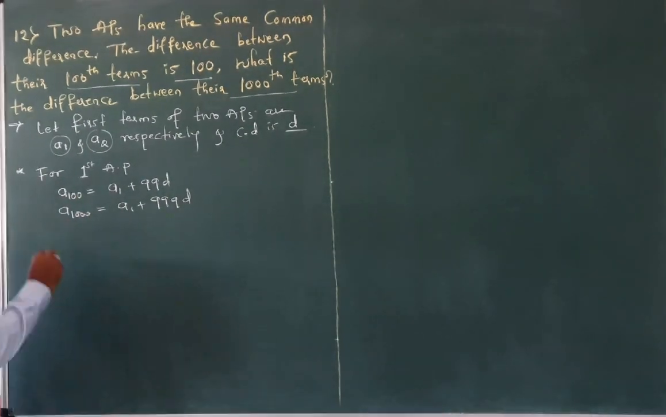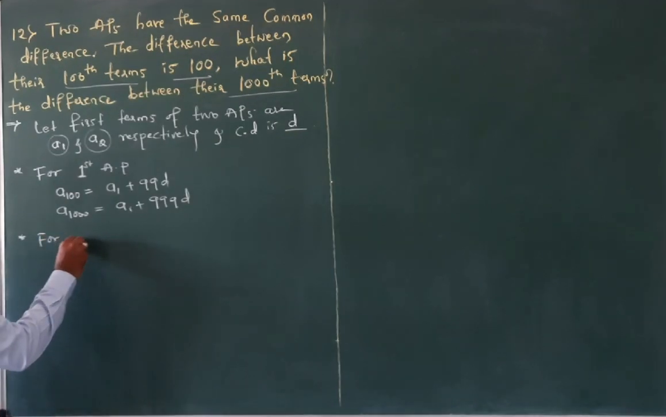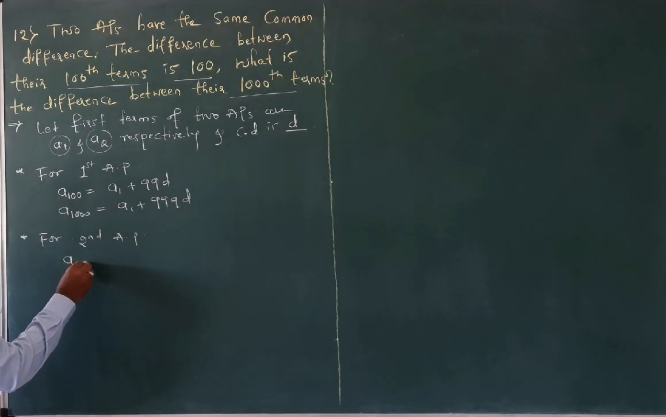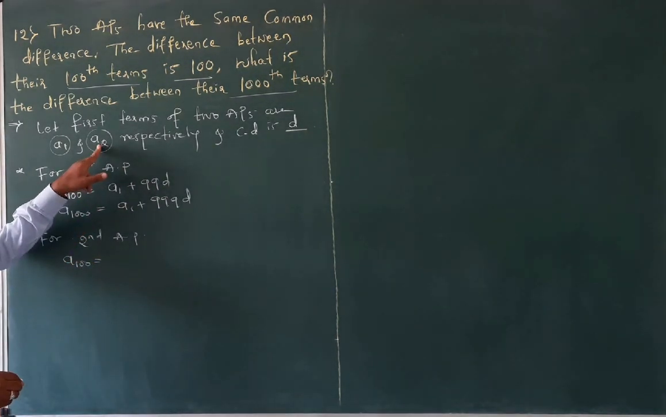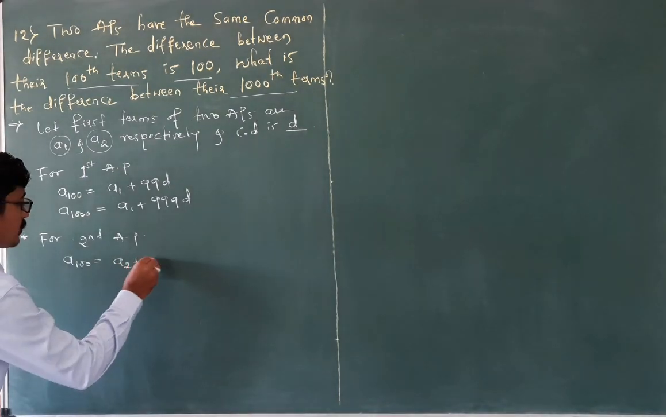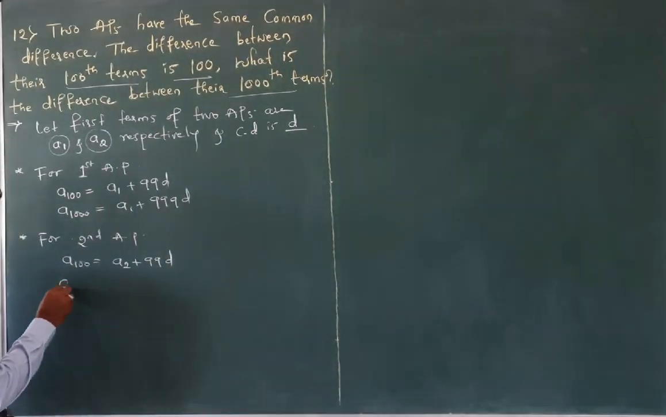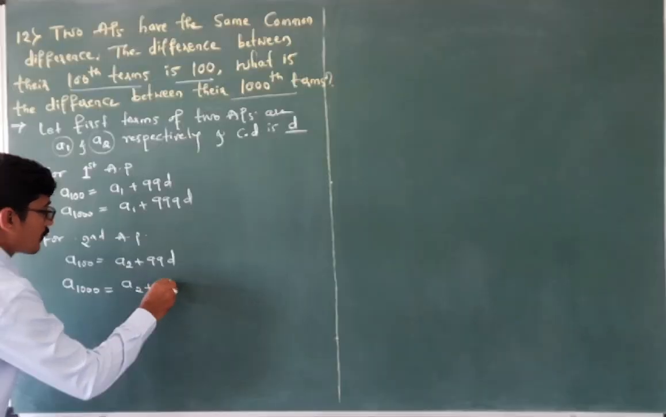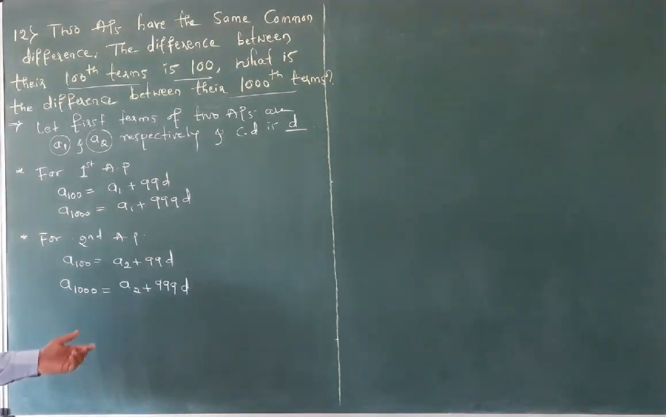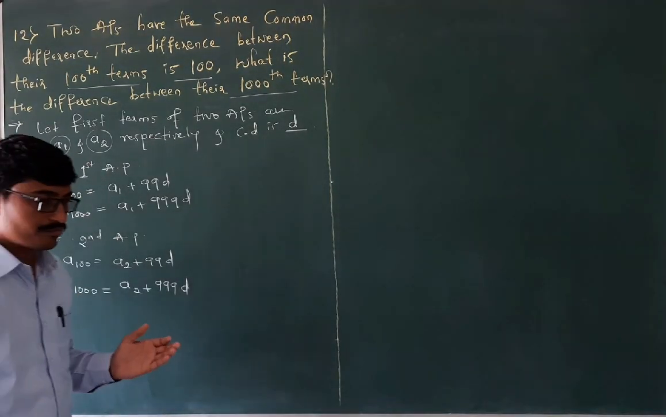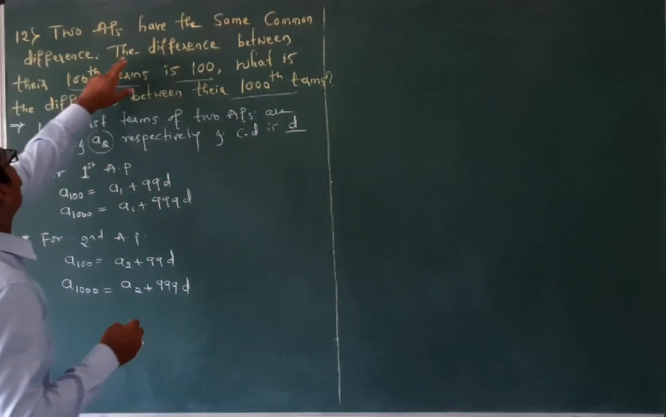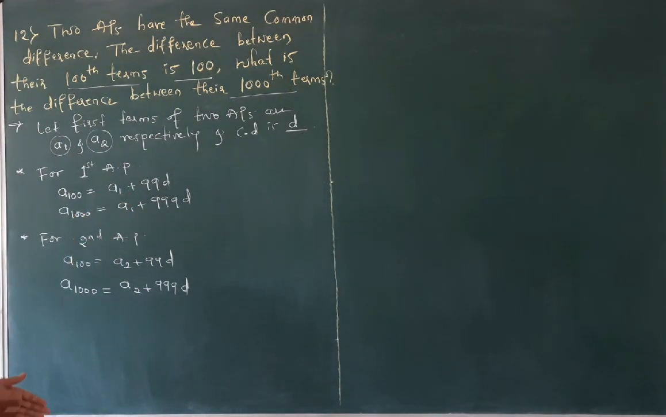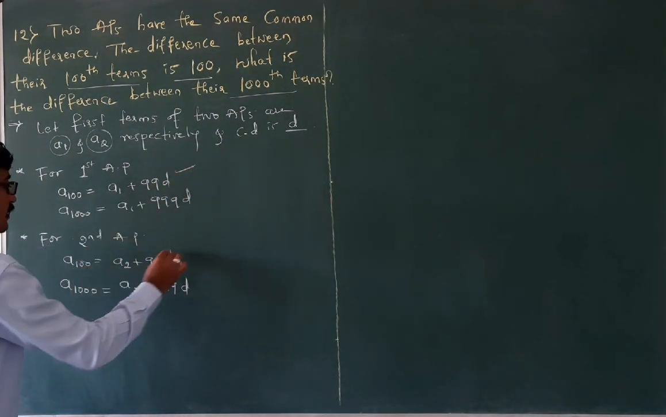For the second AP, you will get the 100th term, that is A100, is equal to, for the second AP the first term is what? A2, that is A2 plus 99D. Then for the 1000th term, A1000 is equal to A2 plus 999D. So what is given here? The difference between their 100th terms is 100. Here the 100th term is this, and here the 100th term is this.